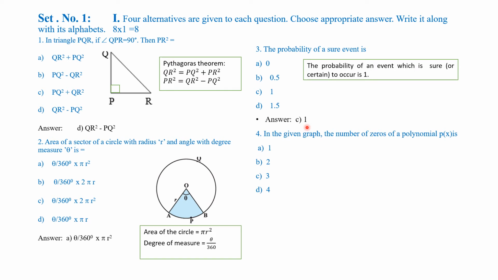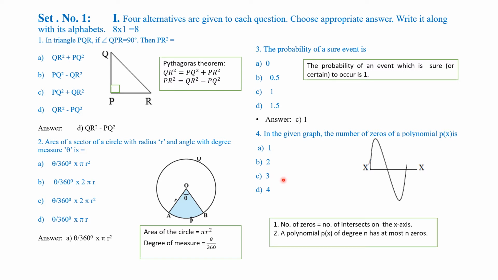So, we'll answer question number 4. In the given graph, the number of zeros of a polynomial p(x) is, options A 1, 2, 3, 4. There are 4 options. Let us see the given graph. This graph is a curve with an x-axis, and this curve is touching the x-axis at 3 points. That is at x dash, then at the center, and then at this point. There are 3 points on the x-axis which coincide with the curve. Therefore, the answer should be C, that is 3.